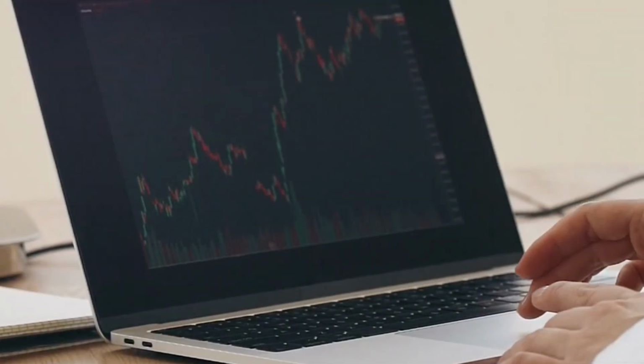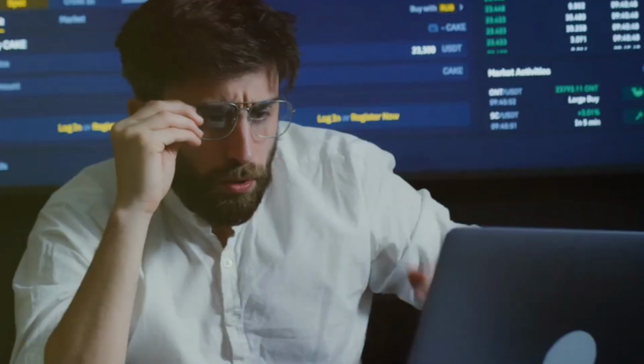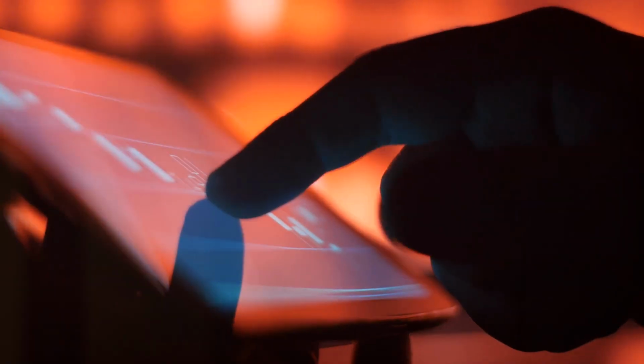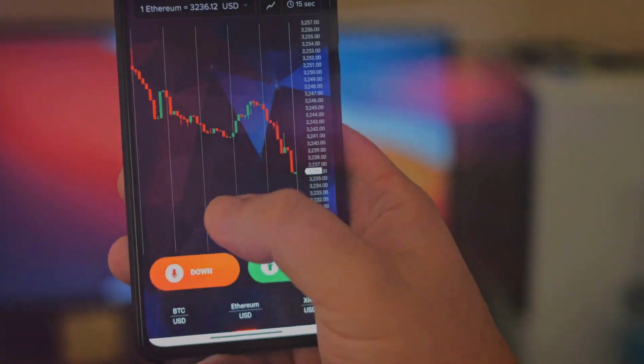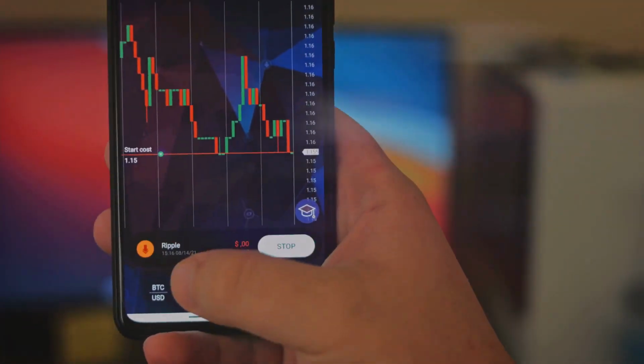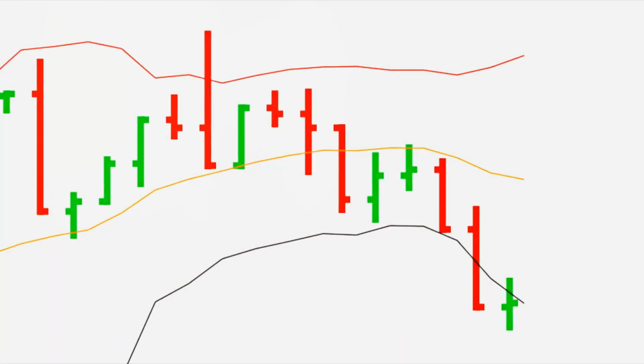But remember, indicators are just tools. They don't predict the future. They simply provide information based on past price movements. It's up to you to interpret that information and make informed trading decisions.